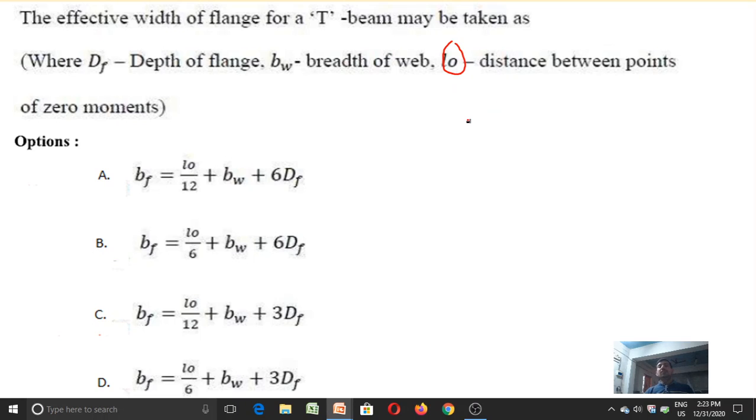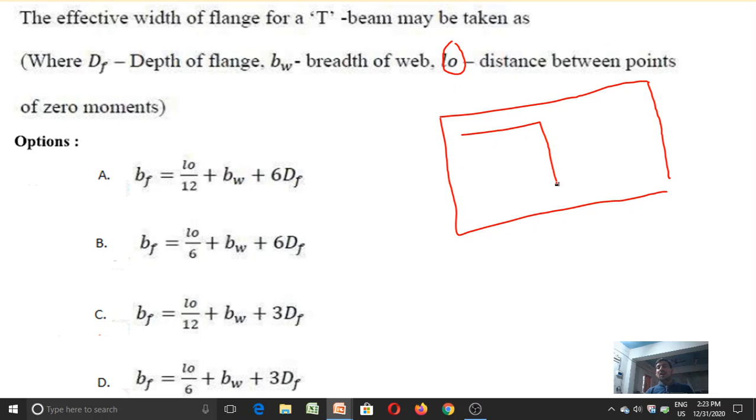Let me draw here the plan of a beam and slab system, that is a roof slab. Nowadays we are casting beam and slab monolithically, right? That means your beams and slabs are cast at the same time under the same formwork. So the plan of that will look like this. These are the beams which I am drawing now.